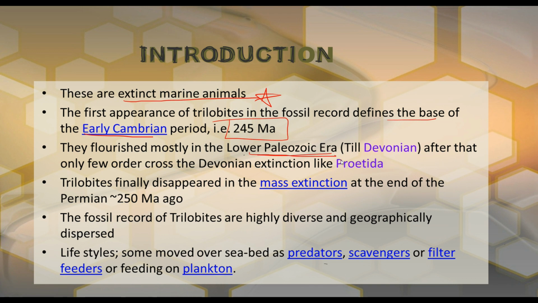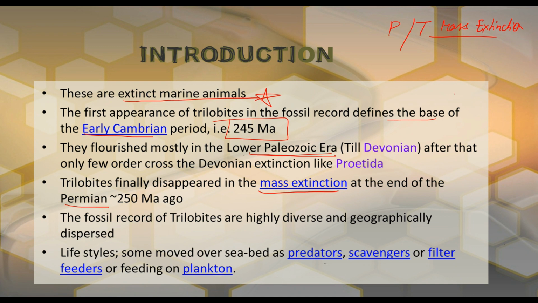and after Devonian they were fewer in number, they slowly started decreasing. Okay, and after the PT Permian Triassic boundary they are actually totally extinct. The trilobita finally disappeared in the mass extinction at the end of the Permian. You guys know what is the PT boundary, right? PT boundary mass extinction. Permian Triassic extinction event.